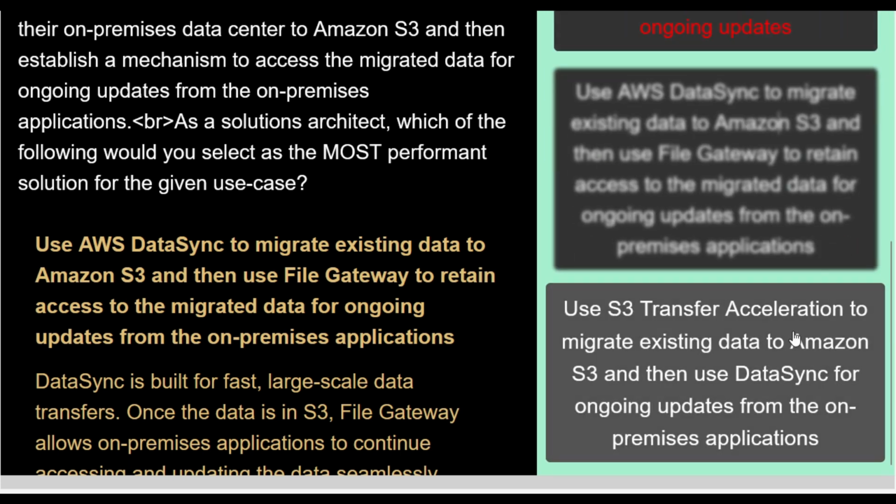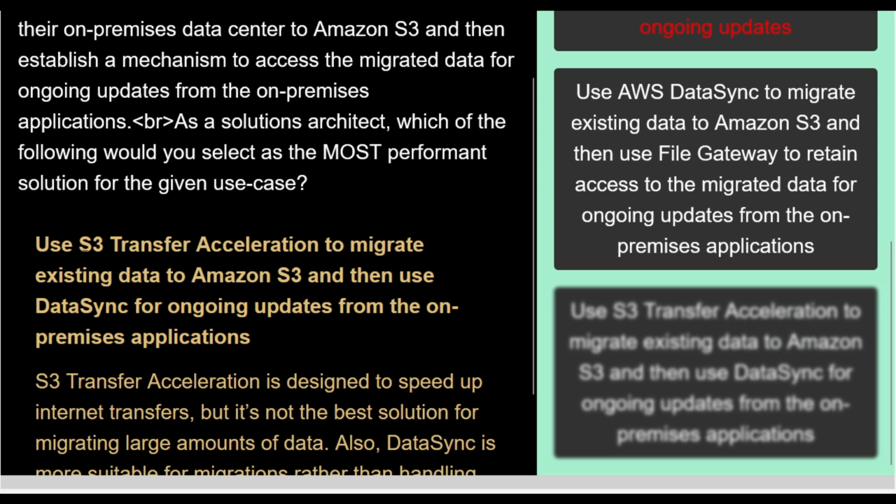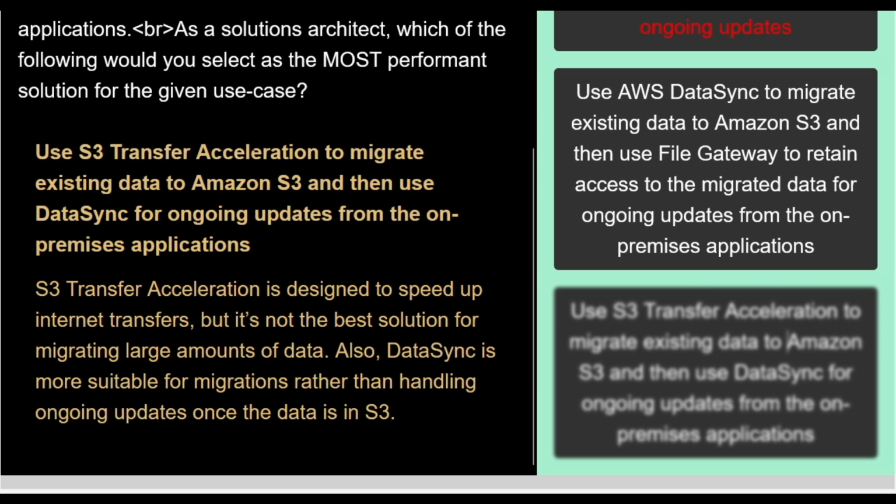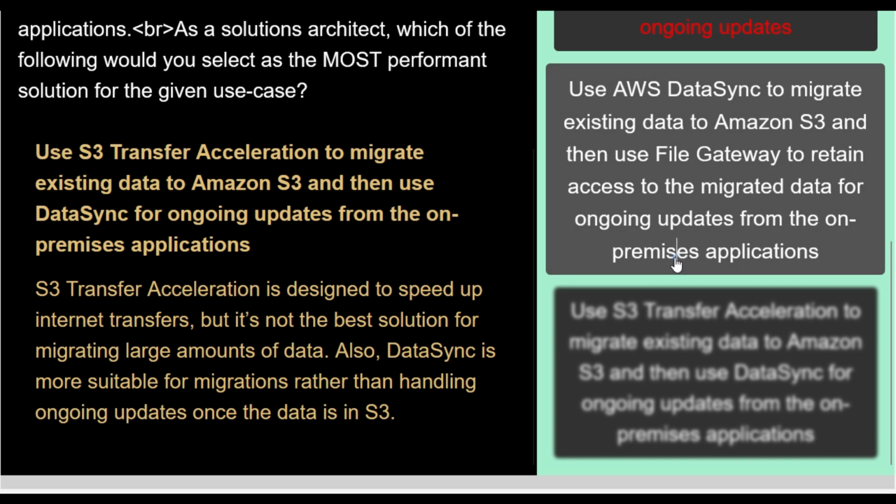Let us see for option 4. Use S3 transfer acceleration to migrate existing data to Amazon S3 and then use data sync for ongoing updates from the on-premises applications. Okay. S3 transfer acceleration is designed to speed up internet transfers, but it's not the best solution for migrating large amounts of data. Also, data sync is more suitable for migrations rather than handling ongoing updates once the data is in S3. Okay, so this is also the wrong answer.